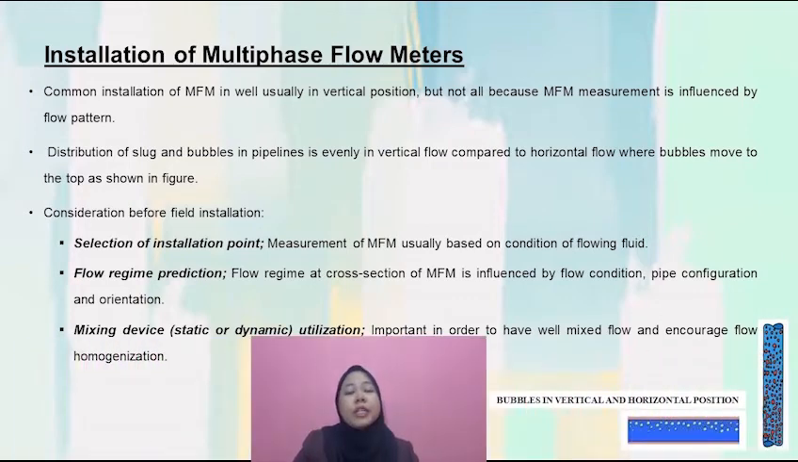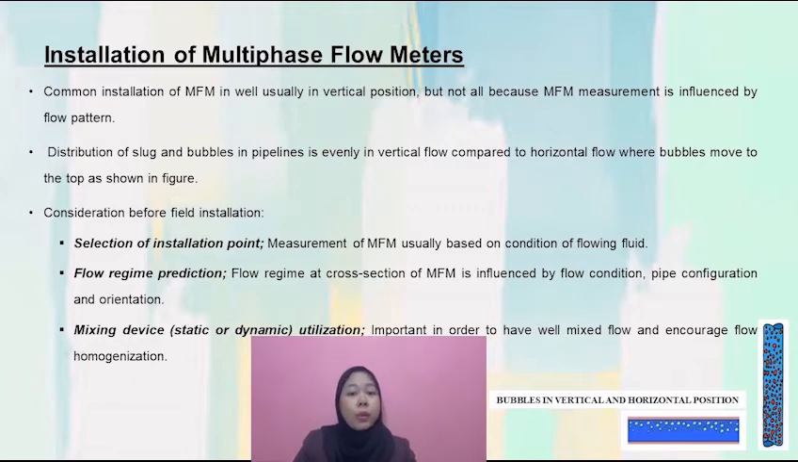For your information, there are 3 criteria that need to be considered before installing multi-phase flow metering, and the first one is selection of installation point. Measurement of MFM is usually based on the condition of the flowing fluid. This measurement needs to be calculated back to measurement at standard condition to reduce uncertainty if non-equilibrium fluid is detected due to a choke, creating significant pressure drop.